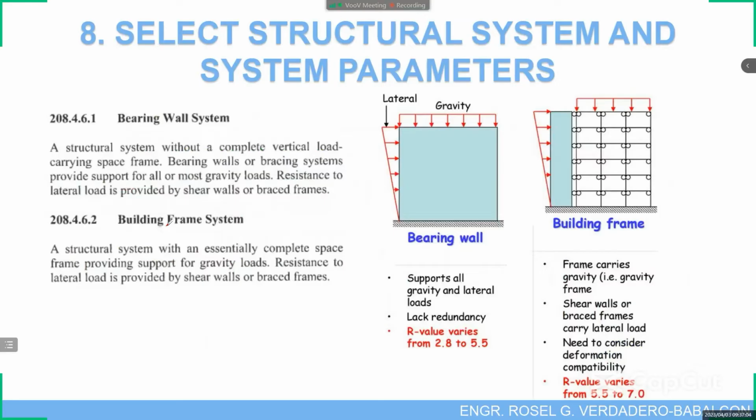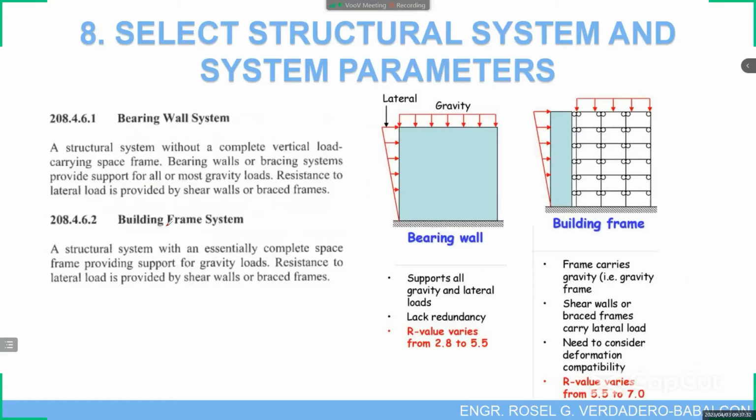structural system without a complete vertical load-carrying space frame. So the bearing walls or the bracing system provide support for all or most gravity loads. Resistance to lateral load is provided by shear walls or braced frames. Typically, bearing wall systems are those which consist of walls that will resist the gravity and the lateral load.